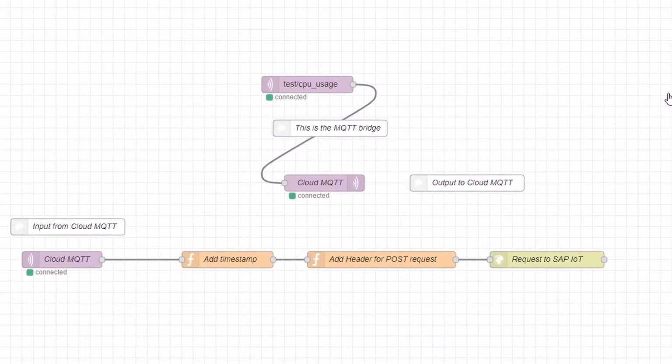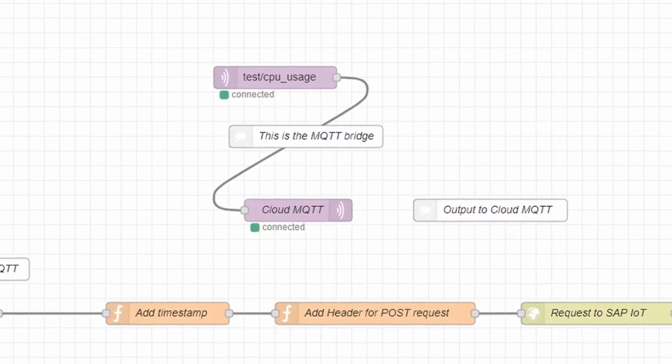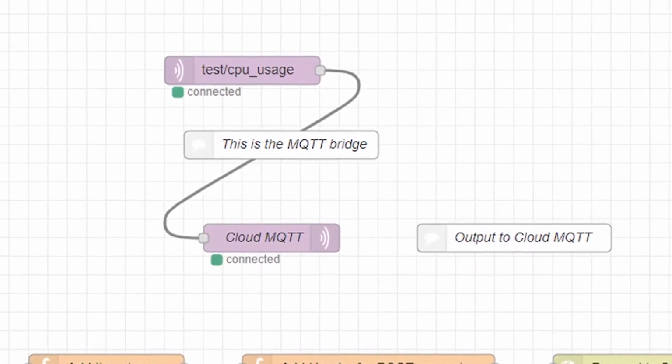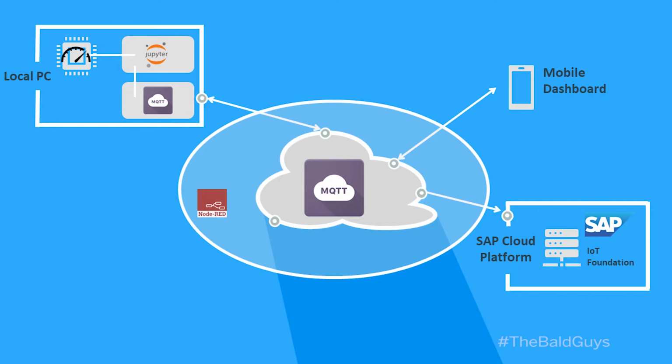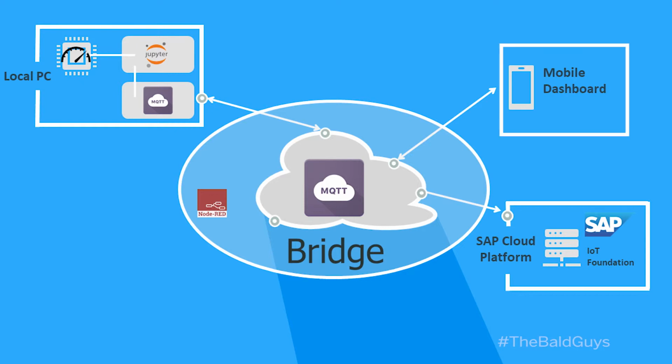First we get the data from the local MQTT broker on my laptop and store it on an MQTT broker in the cloud. This mirrored broker in the cloud is called Bridge. It has the advantage that more subscribers can easily access this information from anywhere in the world. For example, I can use it to view the CPU usage on my smartphone with a simple MQTT dashboard app. But more about that later.